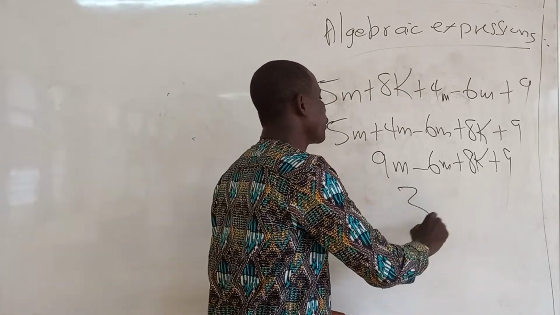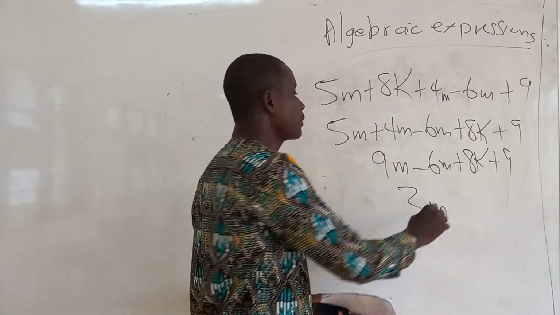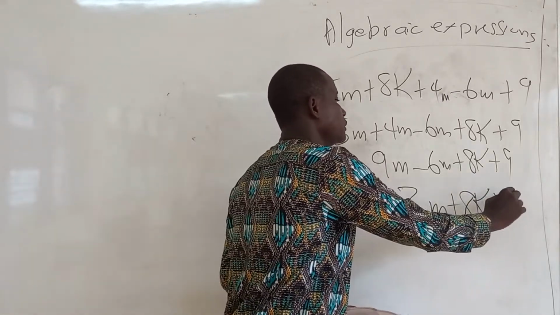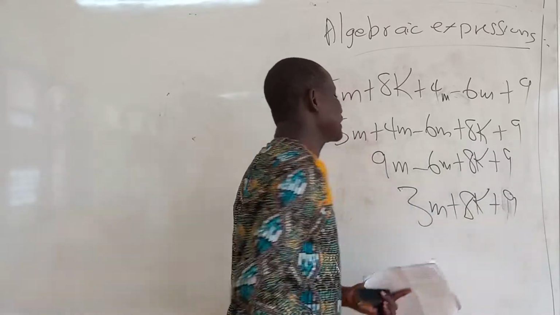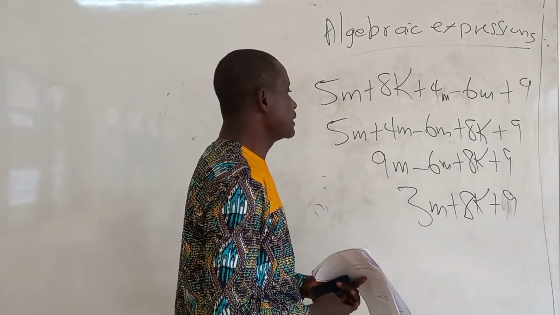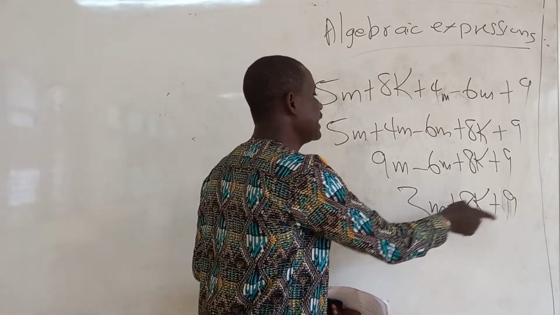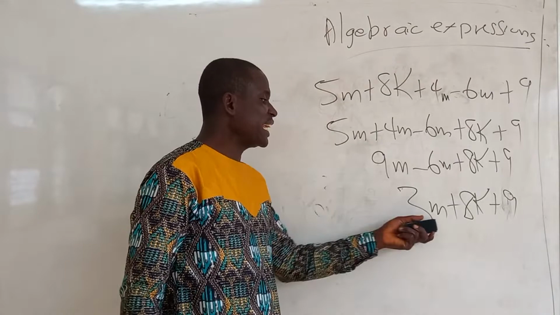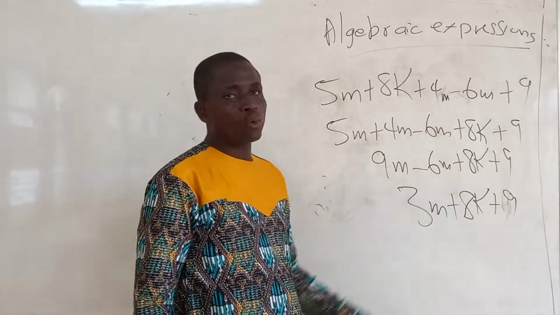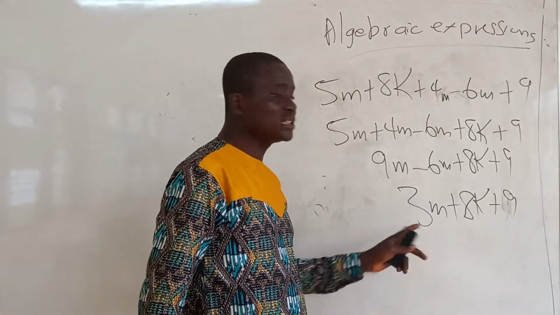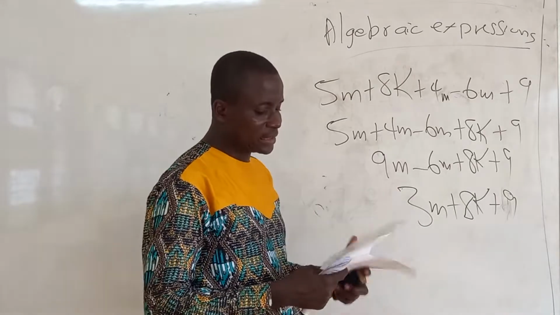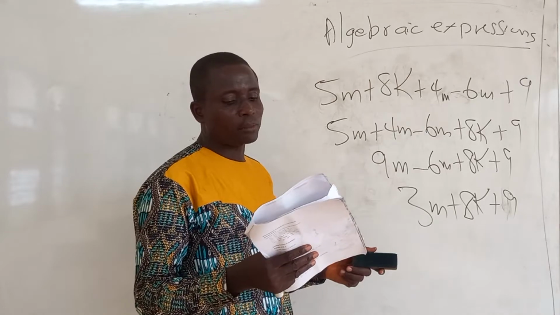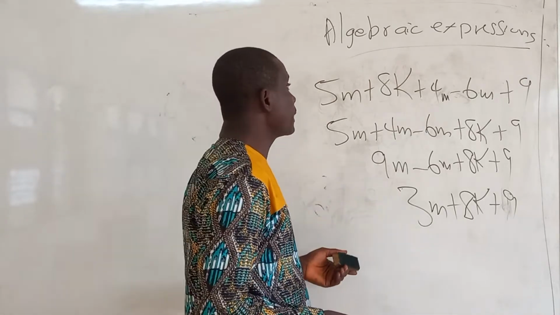So here we have 3m plus 8k plus 9. Now, somebody will ask, why didn't we add the 3 and then 8 and then the 9? The reason why we are not adding them is that 3m is different from 8k. Once the variable changes, you cannot add them. So you have to leave it as it is. I hope you are okay about what I'm talking about. There are a variety of them that we can talk about.